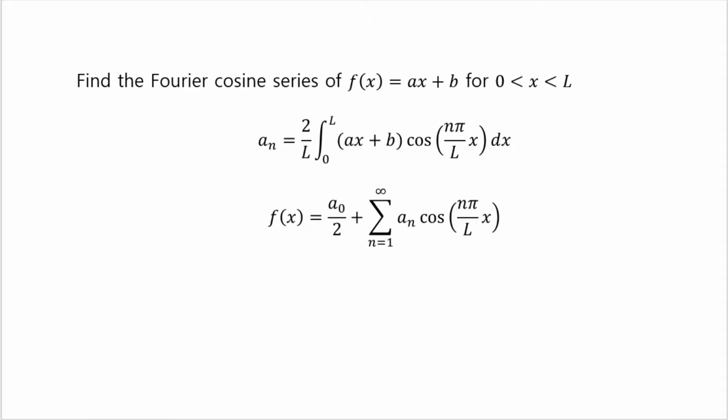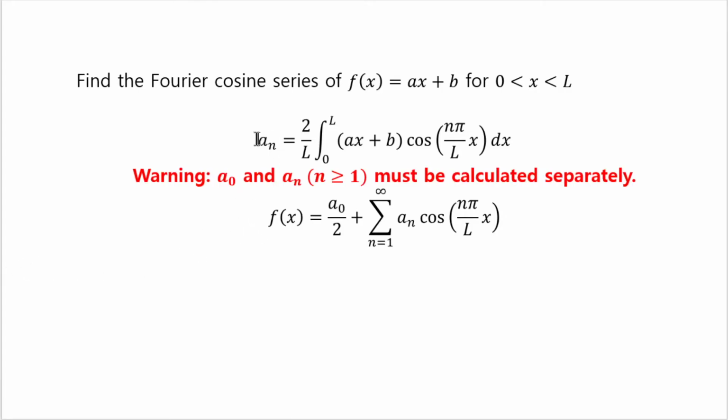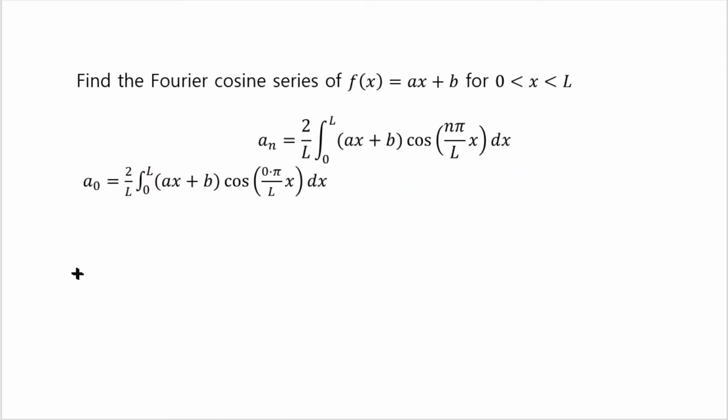Alright, once you get the an, then the formula for the Fourier cosine series is this. So your answer should be in this format. And there's another warning that for this formula, this is only one formula, but you have to calculate this formula twice for two different cases. One when n is 0, and the other when n is 1 or greater. Alright, so with that in mind, let's begin.